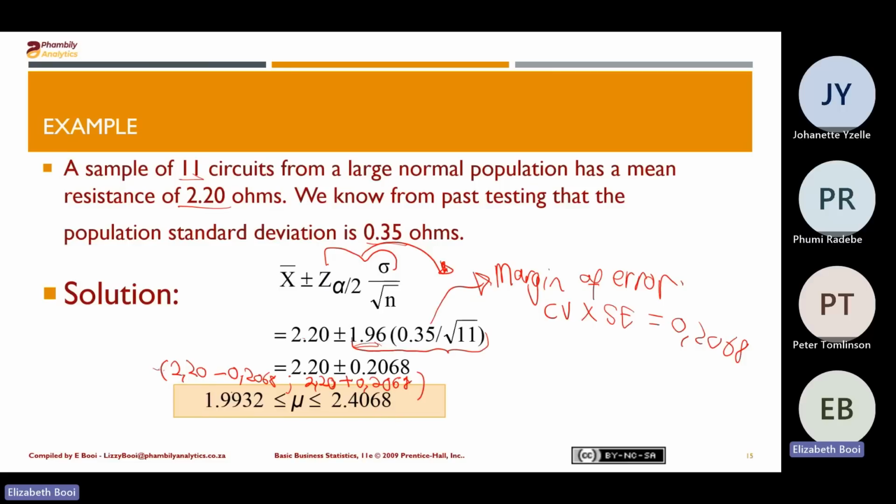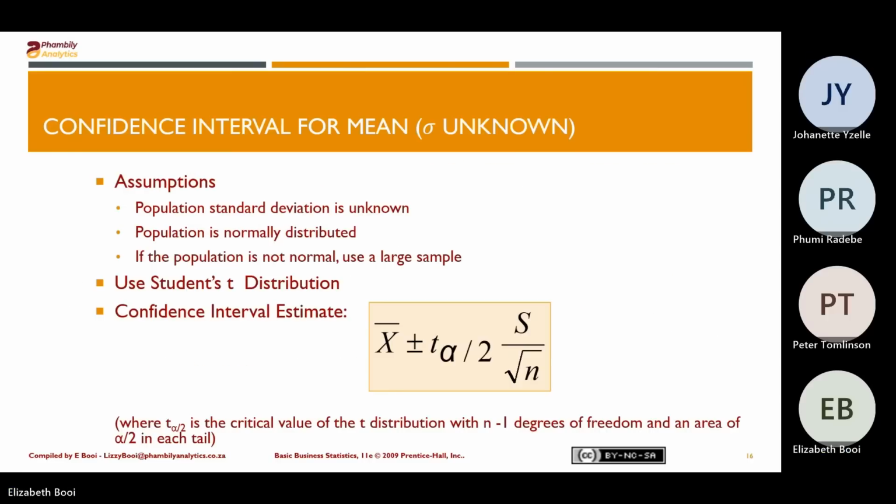Now let's introduce the confidence interval for when the population standard deviation is unknown. When the population standard deviation is unknown, the following assumptions need to hold. Your population standard deviation obviously is unknown. Your population is normally distributed, and if it's not normally distributed, then the sample size needs to be larger. Then we're going to use the t distribution, and the formula will be, instead of using the z critical value, we're going to use the t critical value.